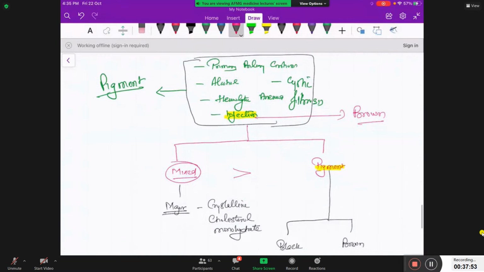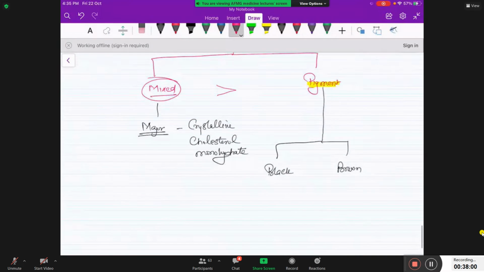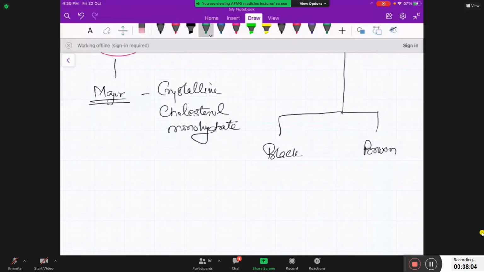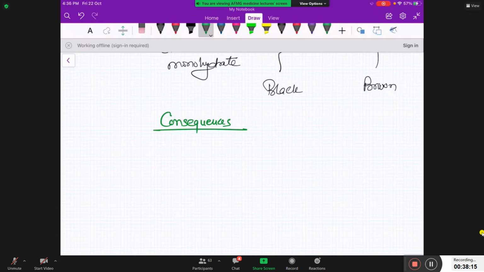Right? Now, then comes, can you tell me what will happen if there is a stone in the gallbladder? What are the consequences of having stones in gallbladder? First of all, a patient of gallstone disease may remain asymptomatic without any problem also. What else?